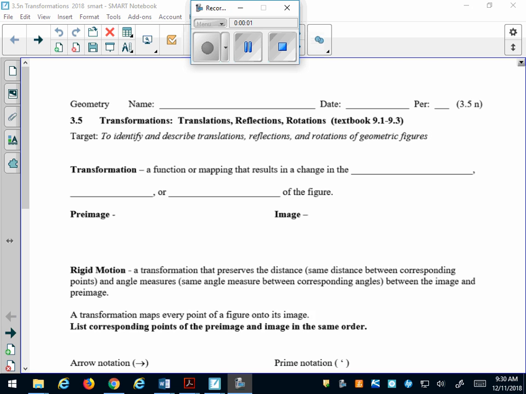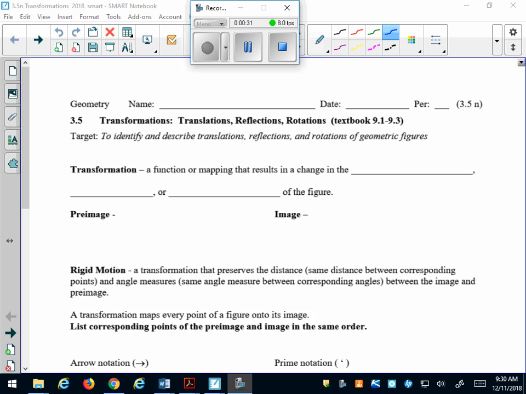So there's three types of transformations that we're going to learn about today. What does transform mean? It's a change, right? Like transformers, right? They change from one thing to another thing. So a transformation is when a shape changes in some way. Technically, it's a mapping of points from one location to another location.